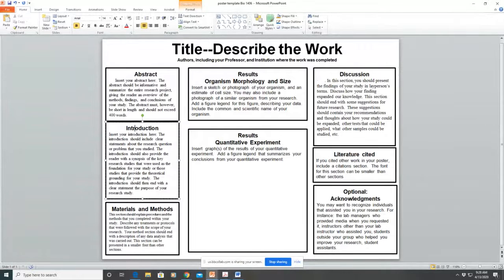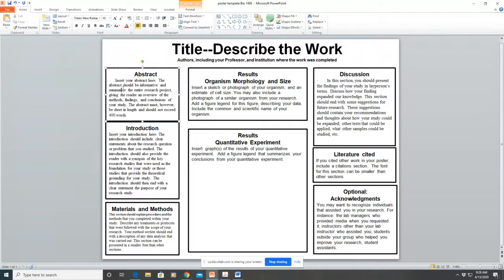So you're going to replace "describe the work here" with your title, right? And I've been giving you feedback on your title and your paper, so that should be a helpful thing. Then you're going to put your name, your group's name, everything here, okay?